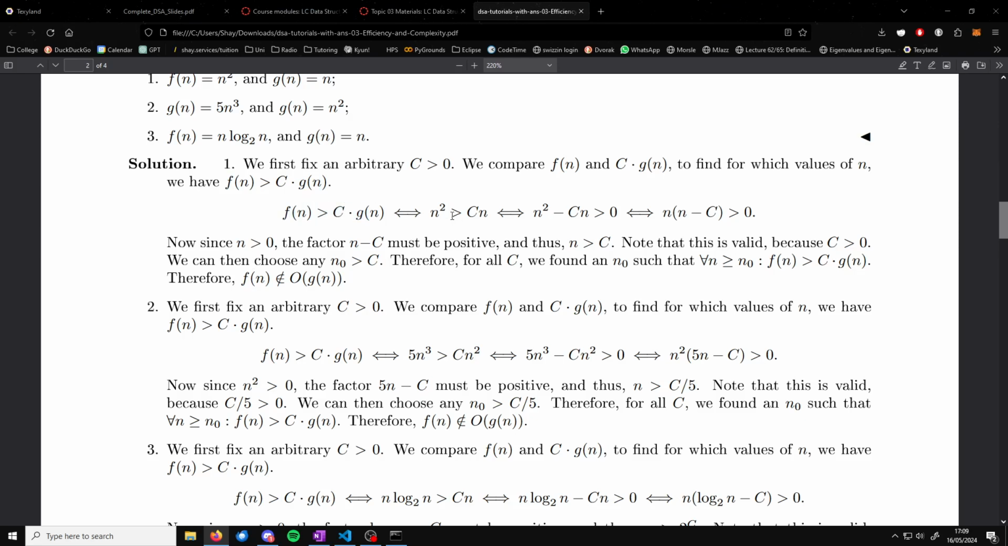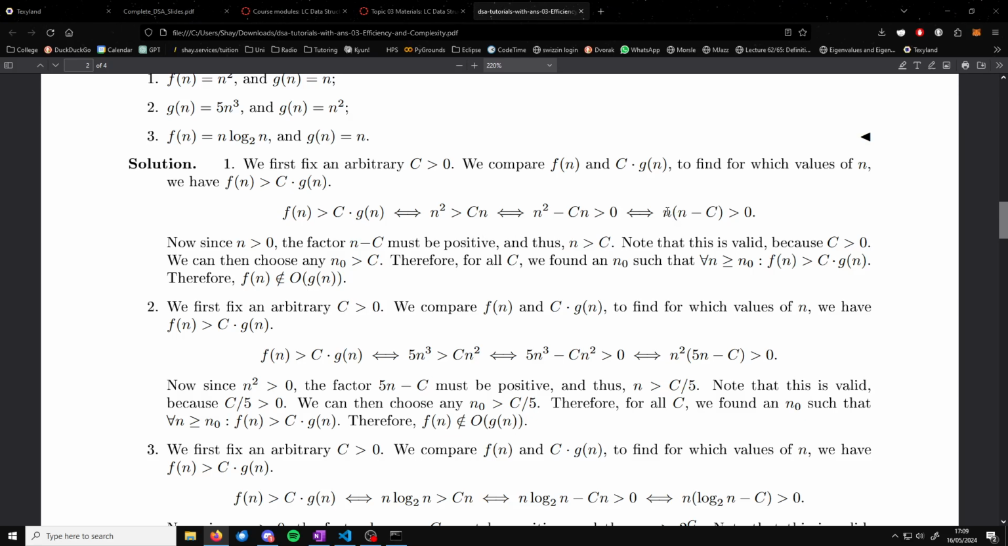So say we have this, we just write out the function: n squared is greater than cn, which implies that n squared minus cn is greater than 0. So they've moved everything to one side and they've factorized n out. And that results in this: n times n minus c is greater than 0. Since n is greater than 0, the factor n minus c must be positive.